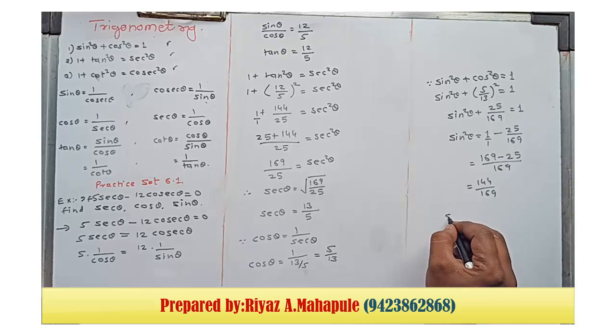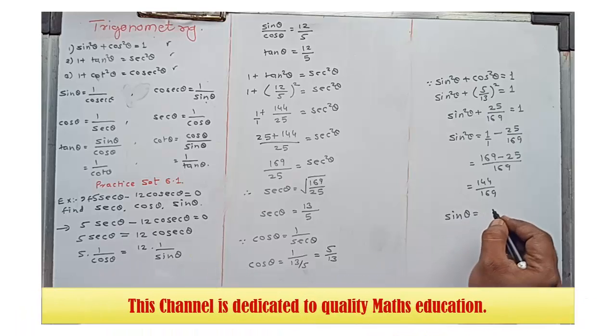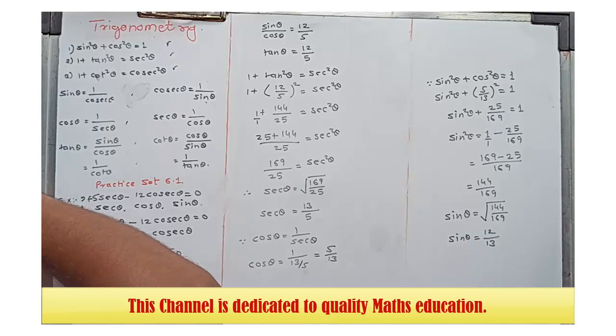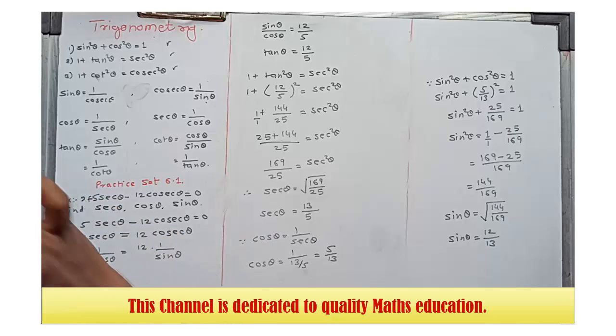Taking square root, you will get sin theta is equal to square root of 144 upon 169. Square root of 144 is 12 upon square root of 169 is 13. This is the value for sin theta. Okay, so in this way we have to solve this example.